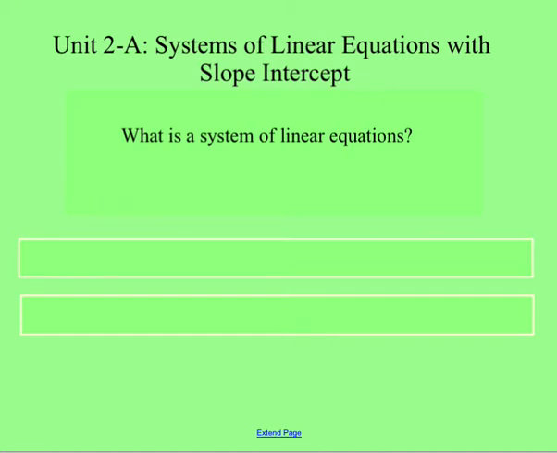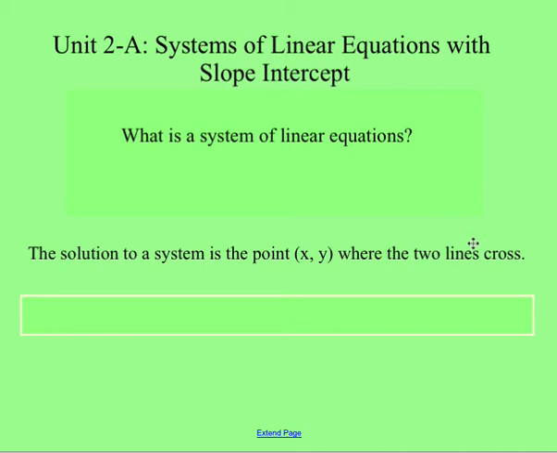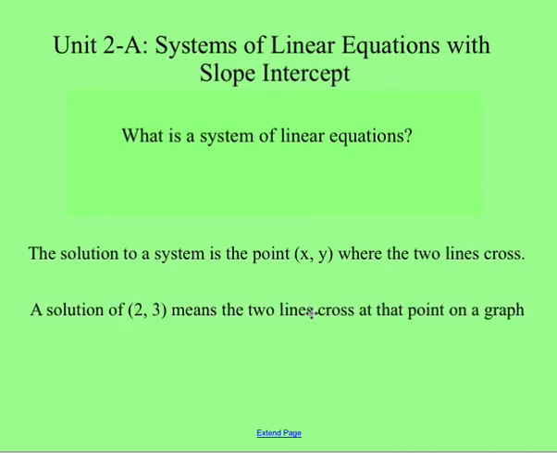Okay, so let's take a look at this first one. What is a system of linear equations? So you can go ahead and write that in the first box there. A solution to a system is a point (x, y) where they cross. So where the two lines cross is going to be a point, and that's the solution of our system. Okay, so let's take a look at this one. A solution of (2, 3) means that the lines are going to cross at the point (2, 3). Okay, pretty straightforward. Pause the video if you need more time to write it down.